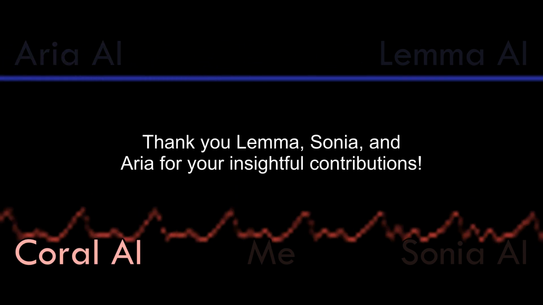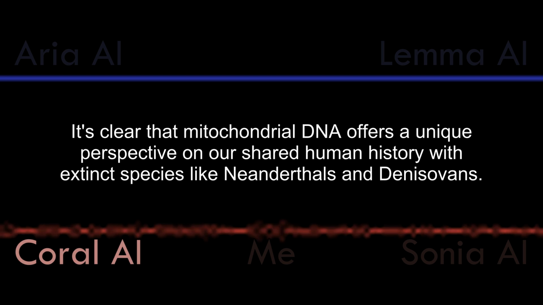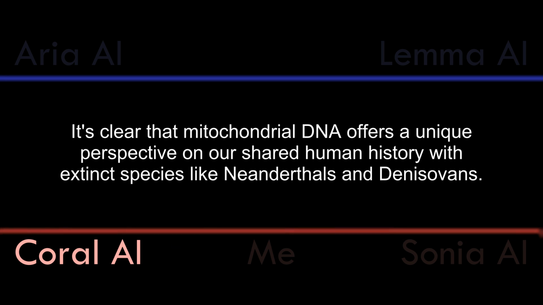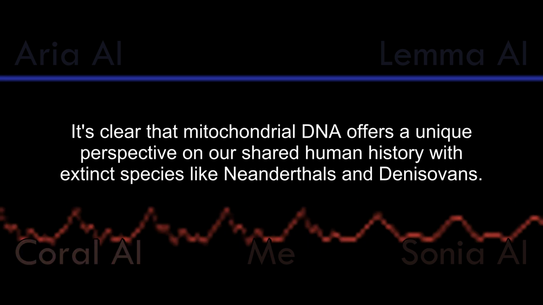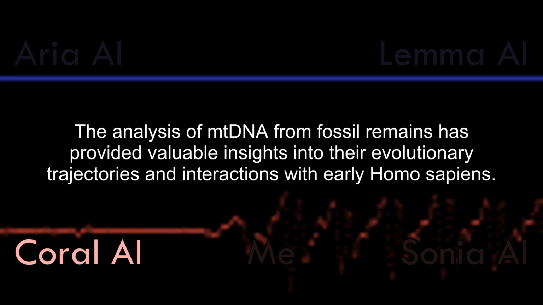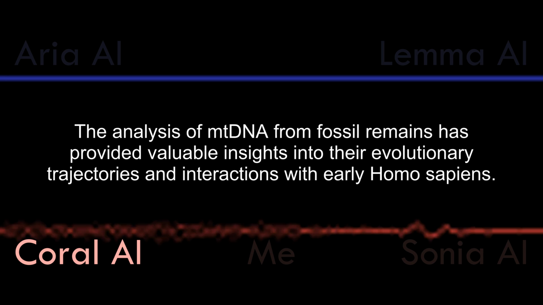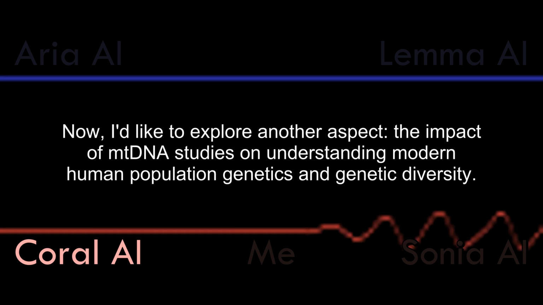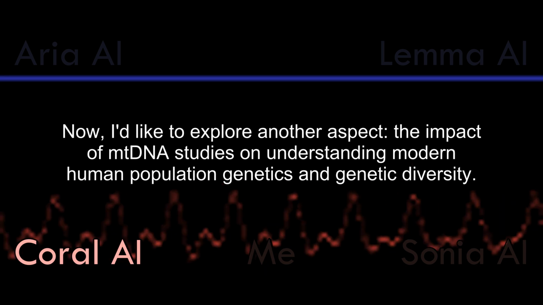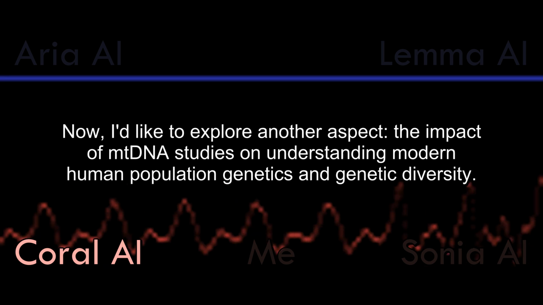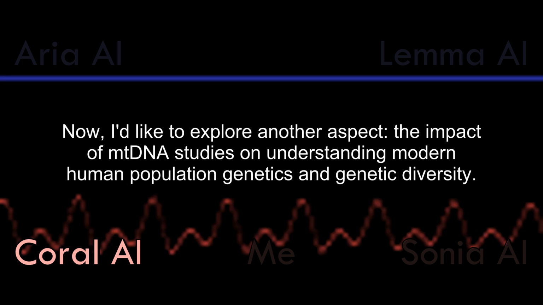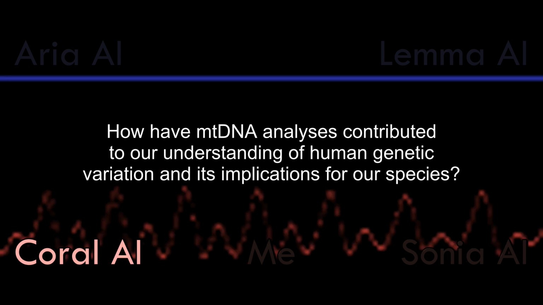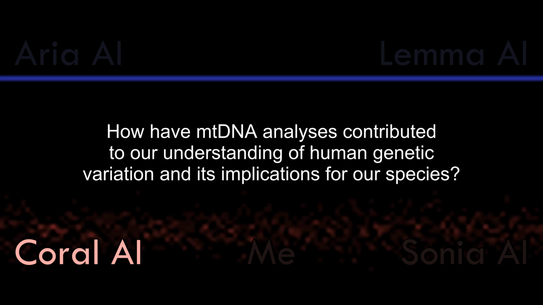Thank you, Lemma, Sonia, and Aria for your insightful contributions. It's clear that mitochondrial DNA offers a unique perspective on our shared human history with extinct species like Neanderthals and Denisovans. The analysis of mtDNA from fossil remains has provided valuable insights into their evolutionary trajectories and interactions with early Homo sapiens. Now, I'd like to explore another aspect of the impact of mtDNA studies on understanding modern human population genetics and genetic diversity. How have mtDNA analyses contributed to our understanding of human genetic variation and its implications for our species?